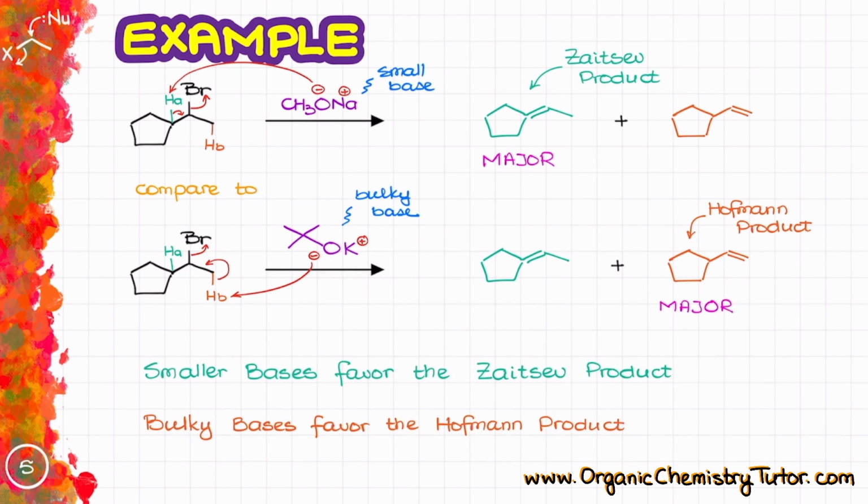You can also hear the terms the Zaitsev product and the Hofmann product, which refer to two possibilities. The Zaitsev product is an alkene with the most substituted double bond, while the Hofmann product is an alkene with the least substituted double bond out of all possible alkenes that we can produce in a given reaction. In this case, we only have two possibilities, but theoretically speaking, we can have multiple possibilities. So the most substituted bond is going to be the Zaitsev, and the least substituted out of all of them is going to be the Hofmann product.